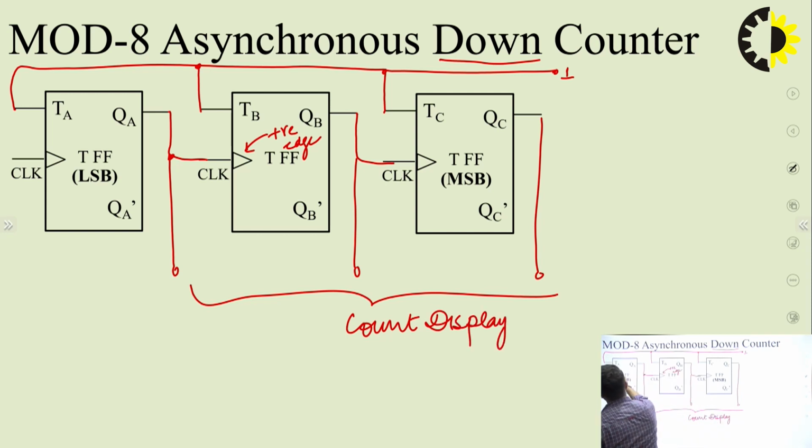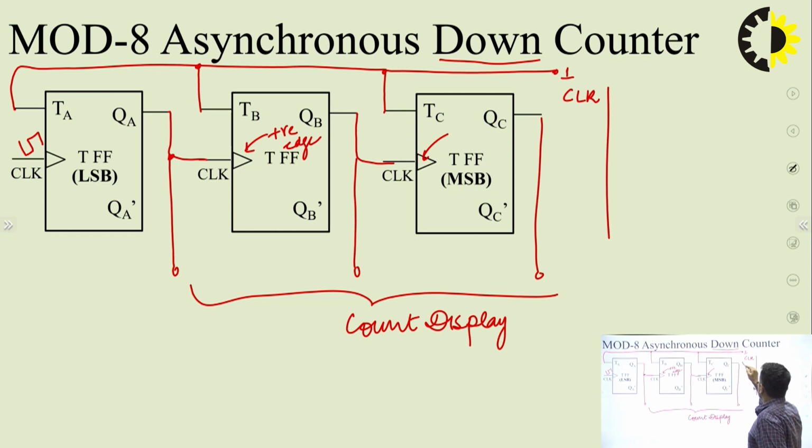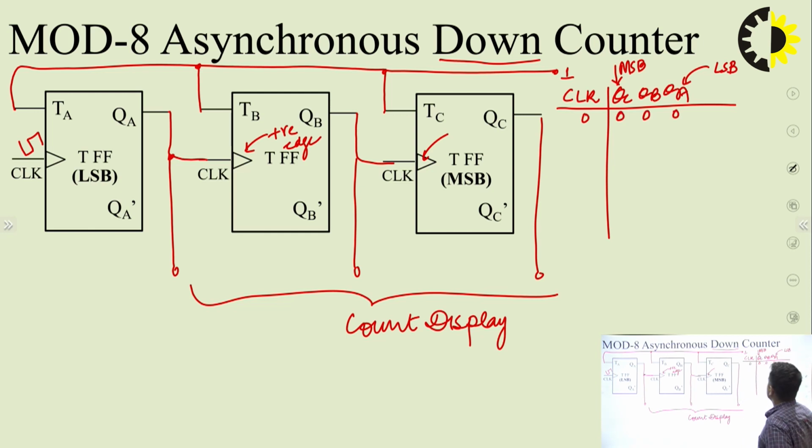This terminal is going to get the clock pulse from the user, and again the connections are exactly similar to the up counter. The only thing is this clock is changed to positive edge instead of negative edge. So the operation is also similar. Clock, QC, QB, QA. Again, you have to remember that QC is the MSB and QA is the LSB. The initial state we can again assume to be this. For no clock, let's say the outputs are 000.